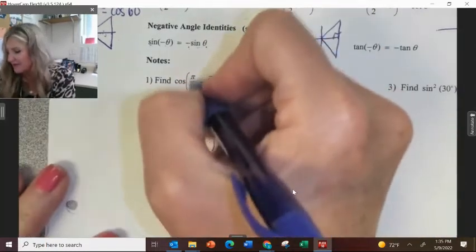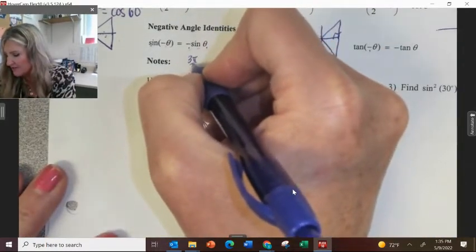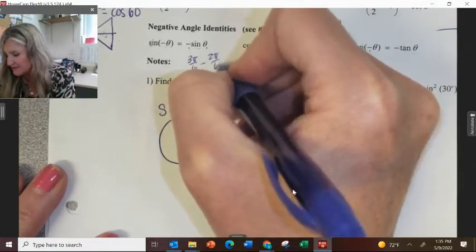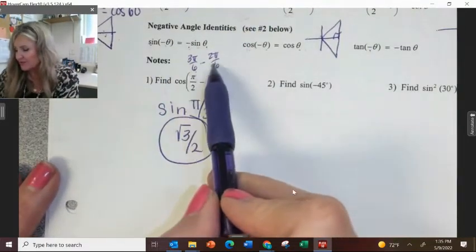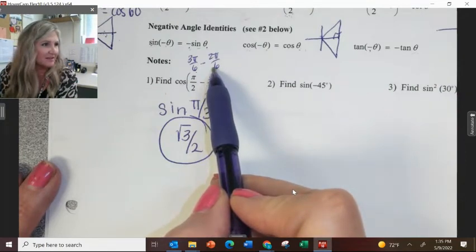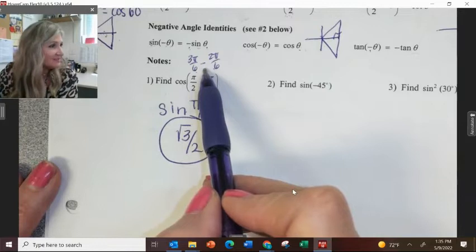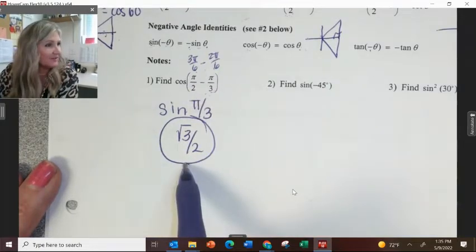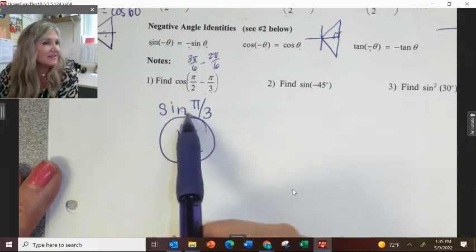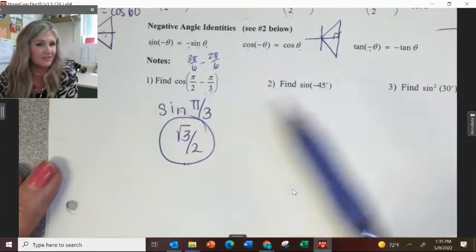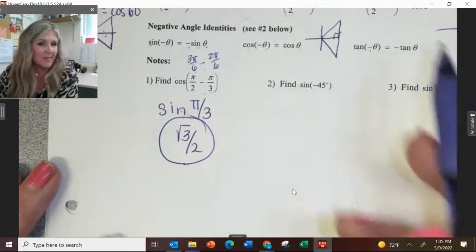I would have to rewrite this as 3 pi over 6 minus, and this would be written as 2 pi over 6. So what's 3 pi over 6 minus 2 pi over 6? And then you would still have to do the cosine of pi over 6, and the cosine of pi over 6 is radical 3 over 2. So this was faster, okay? That's what these identities do. They allow us to figure out things faster.